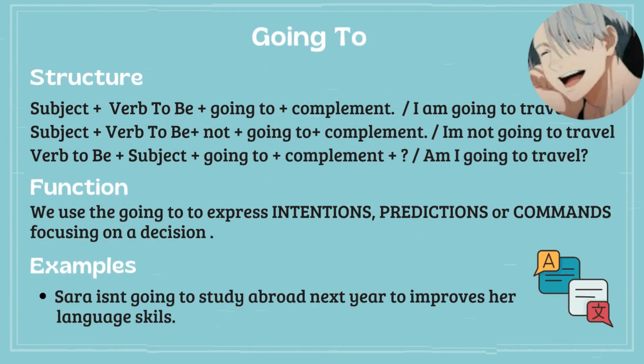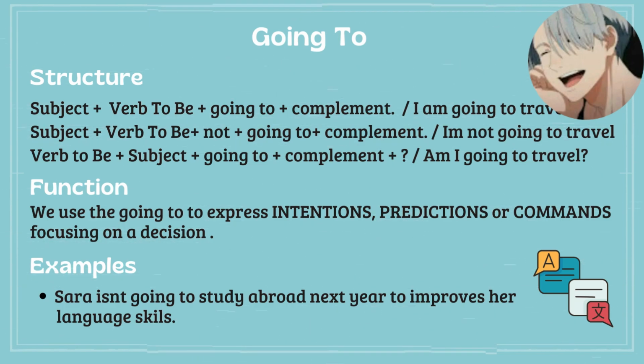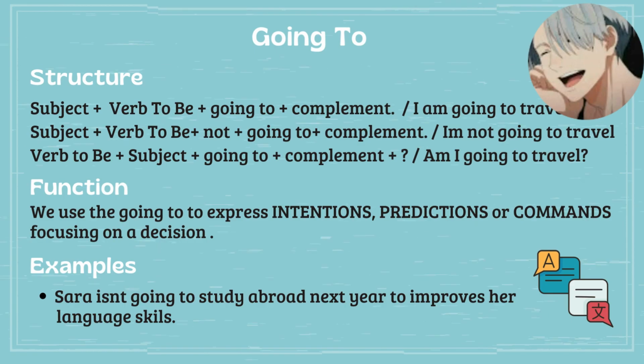Modal verb going to. For the going to, the structure. For the affirmative form, we use the subject, the verb to be, plus going to, and finally the complement. Example: I am going to travel. For the negative form, we only put the not between the verb to be and going to. Example: I am not going to travel.